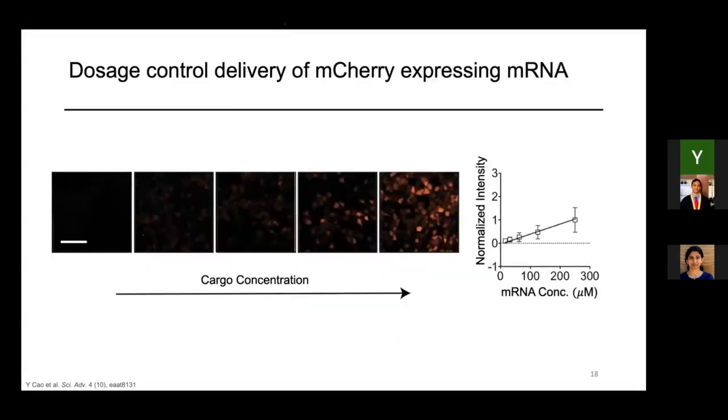So besides the DNA oligo, we also delivered something that has more biological meaning: the mCherry-expressing mRNA into the cell, and analyzed the protein expression in the cell. It is easy to see that as the dosage of the mRNA increases, the protein expression in the cell increases. We also find a linear correlation between the dosage of mRNA and the protein expression level in the cell.